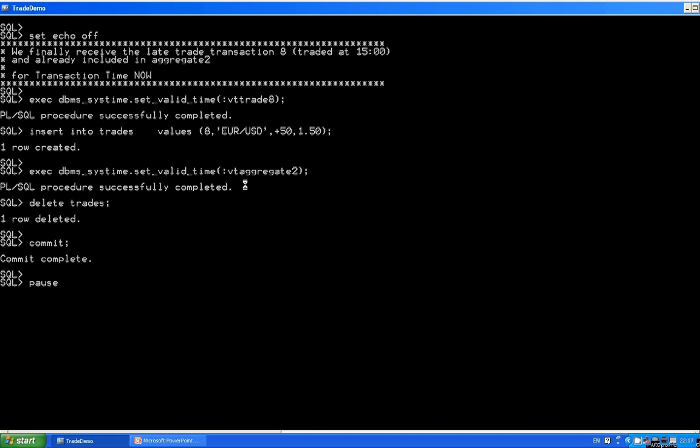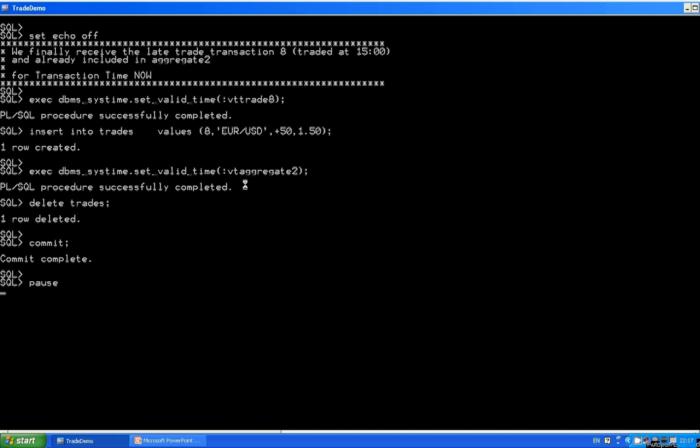So when we finally do receive trade 8, we process it in exactly the same way as we've processed all the other trades. We set the valid time to the time of trade 8 and insert the trade. One final thing we have to do is make sure that when we do receive a trade, there are no subsequent aggregates, because if there was a subsequent aggregate at a later valid time, then the trade that we've just inserted would have been included in that aggregate.